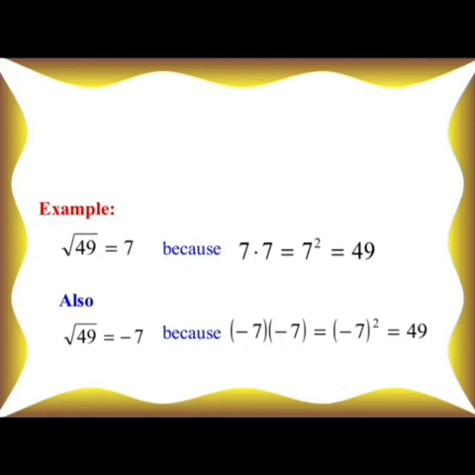Minus 7 the whole square is nothing but you have to multiply minus 7 two times. Minus into minus is nothing but plus. What is 7 into 7? 7 into 7 is nothing but 7 square. So minus 7 the whole square is nothing but 49. So these are the examples of some roots.